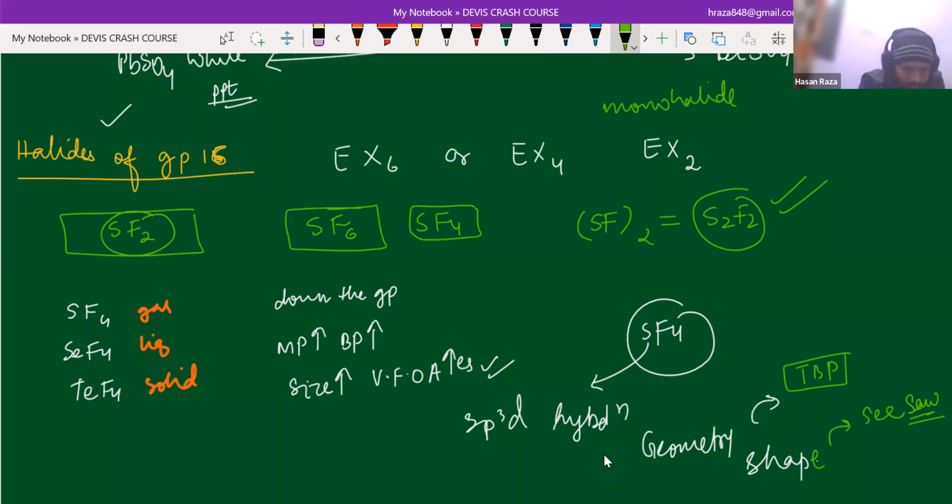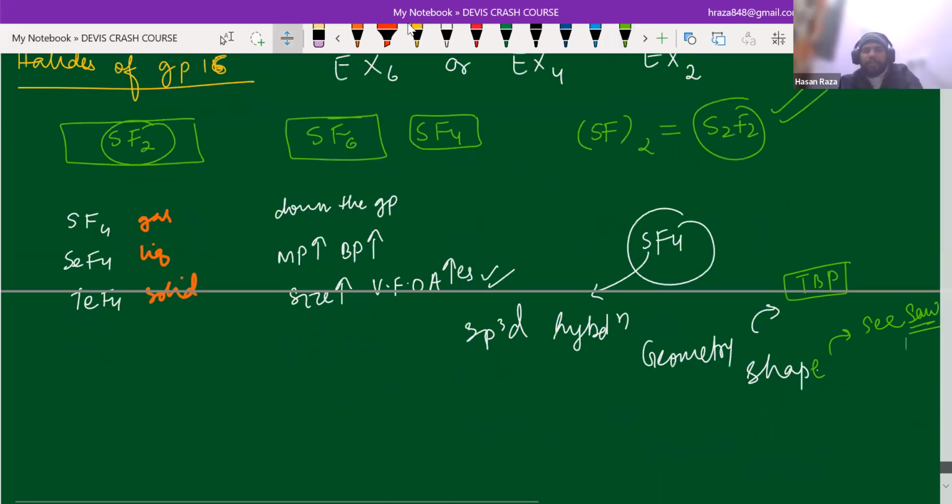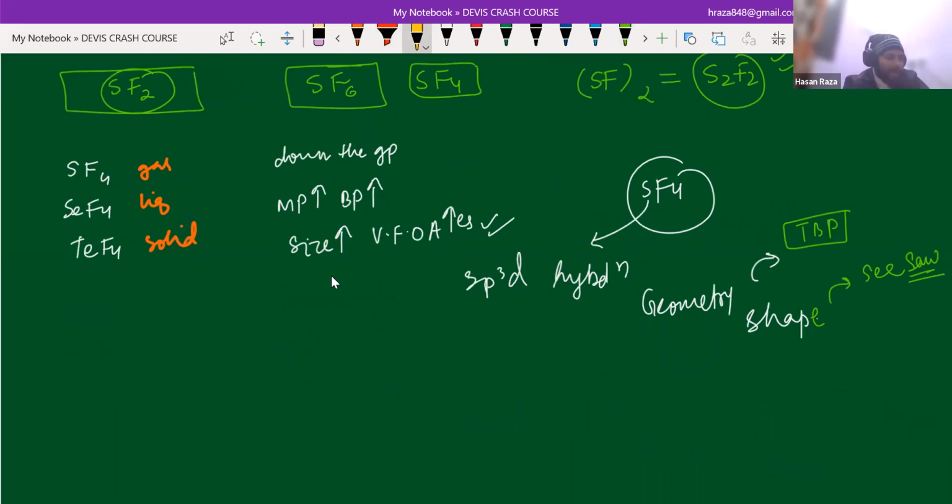So these are the halides. And I also told you that S2F2, the monohalide, is also possible, but in order to stabilize itself, it dimerizes. Always remember this.